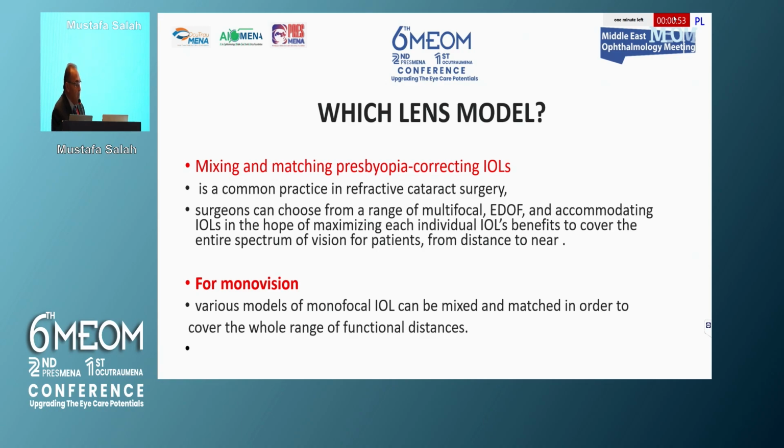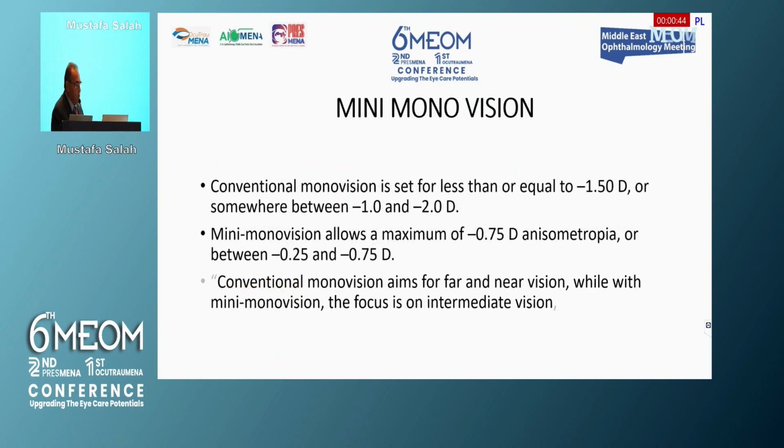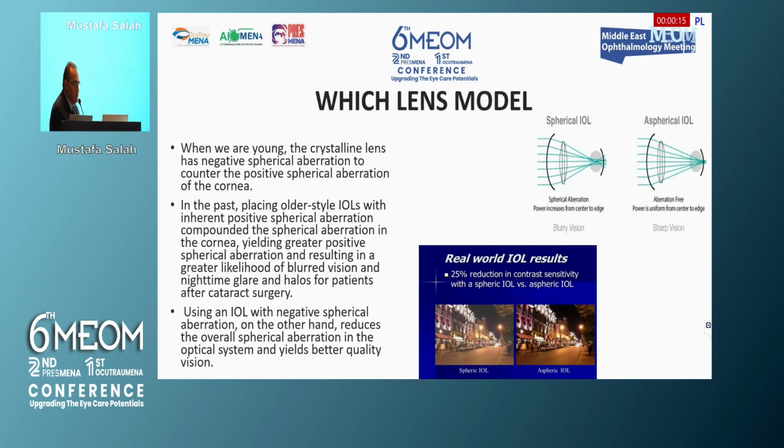Which lens model? Of course, mixing and matching in presbyopic correcting lenses is a very common practice. For monovision, we can do this also. How can we do this? Conventional monovision is set for less than or equal to minus 1.5 diopters, or somewhere between -1 and -2. Mini monovision allows a maximum of -0.75 anisometropia, or between -0.25 and -0.75. Conventional monovision aims for far and near vision, while in mini monovision the focus is on intermediate vision, and this is what we call blended vision.